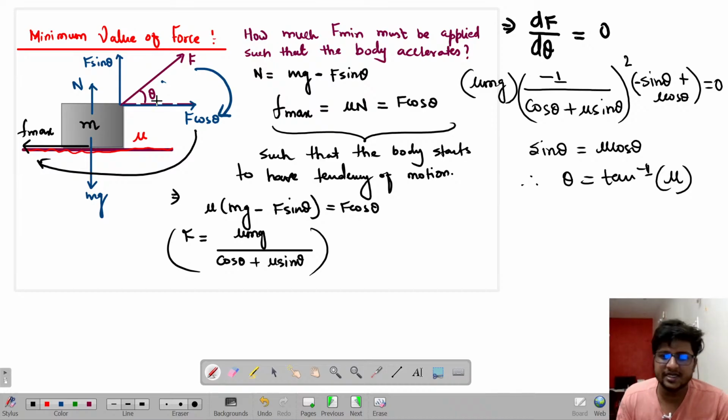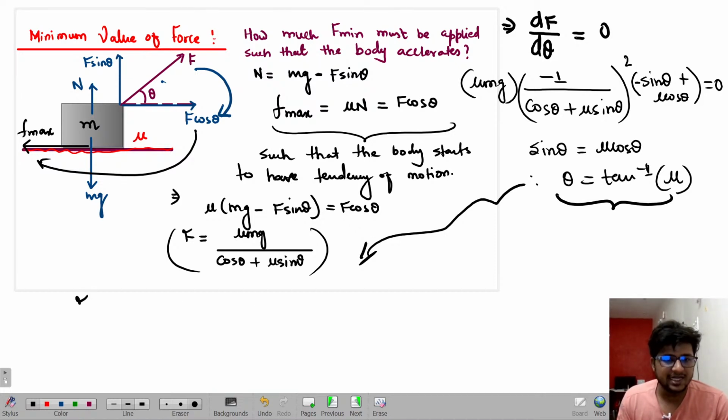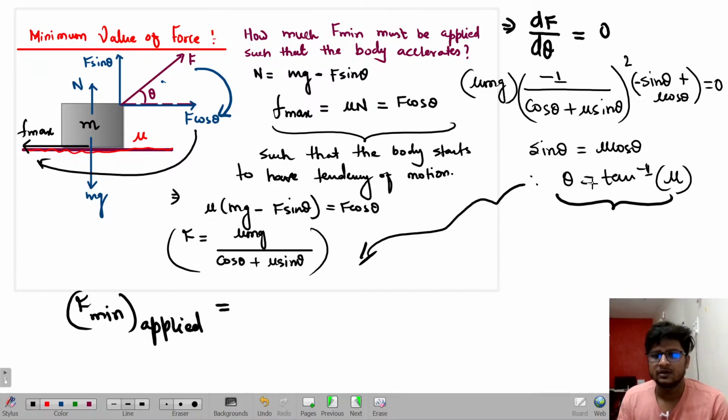But I need a special theta also, that this theta must be exactly equal to tan inverse mu such that this F minimum is satisfied over there. Now what will be F minimum in that state? So properly I can find the value of F minimum now. That F minimum which can be applied based on mu and based on mass, which can be written as what?